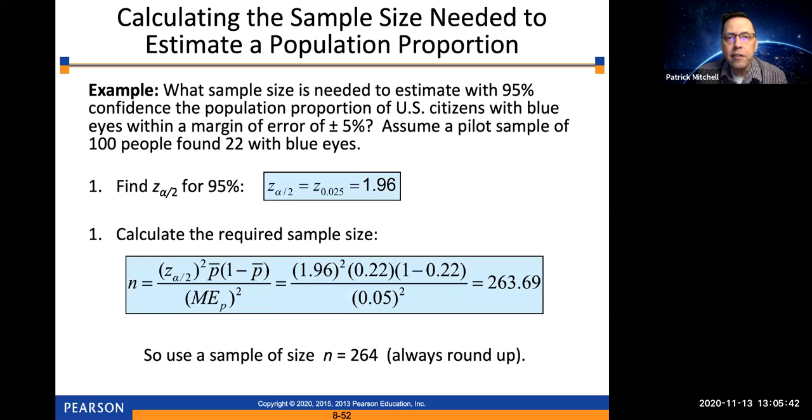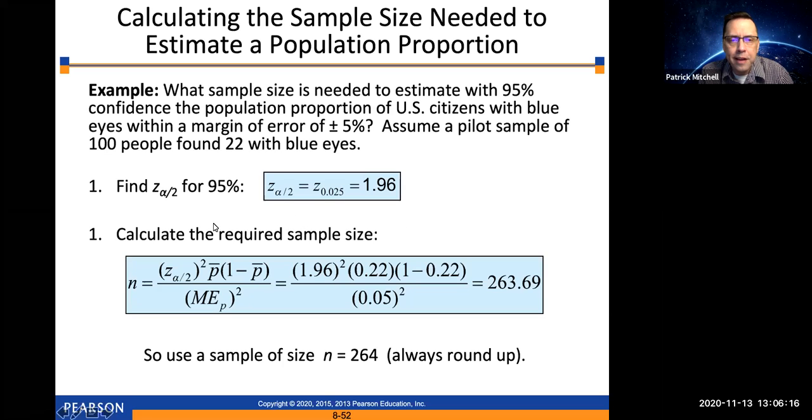All right, so for example, what sample size is needed to estimate with 95% confidence the population proportion of US citizens with blue eyes with a margin of error of plus or minus 5%. So assume that a pilot sample of 100 people found 22 with blue eyes. So first we'll find Z sub alpha over 2 for a 95% confidence interval. And again, that could come from your chart. We've used this value before, it's 1.96.